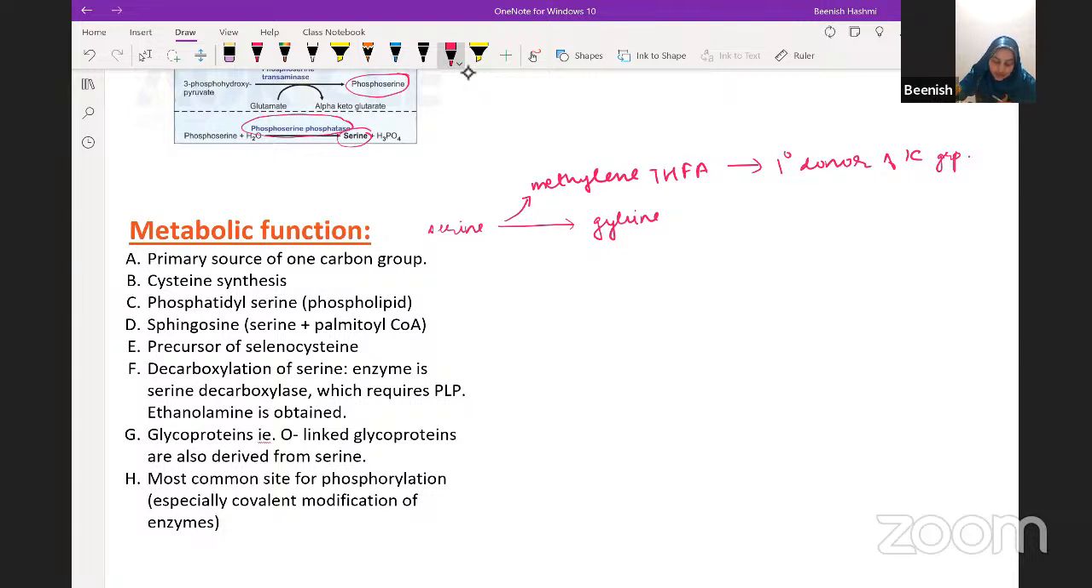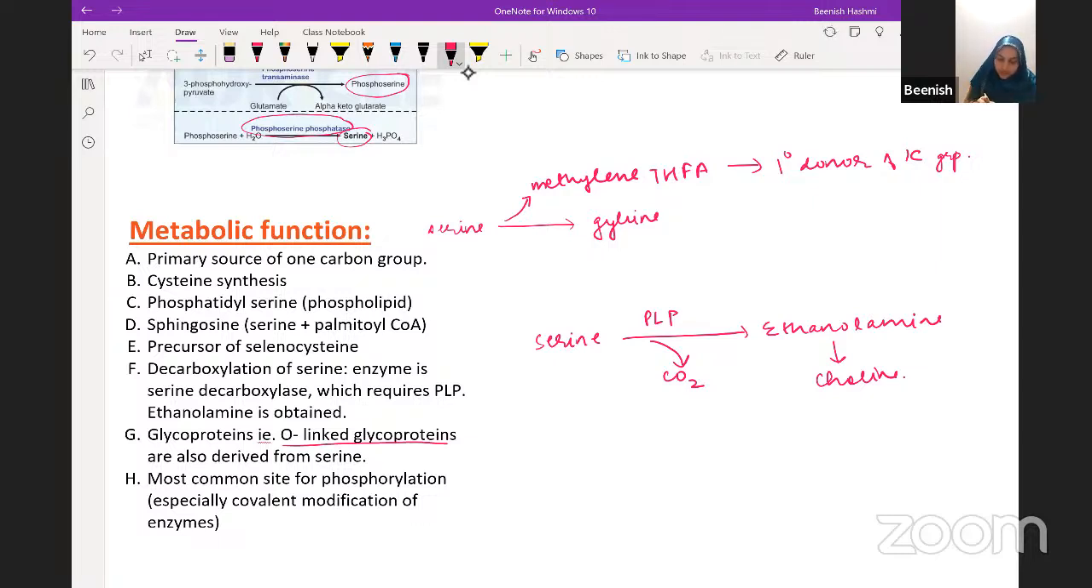Then there is decarboxylation of serine, done by serine decarboxylase. When serine is decarboxylated, that is carbon dioxide is removed, the enzyme is serine decarboxylase and the coenzyme is PLP. What is formed is ethanolamine, and from this ethanolamine, choline is derived.